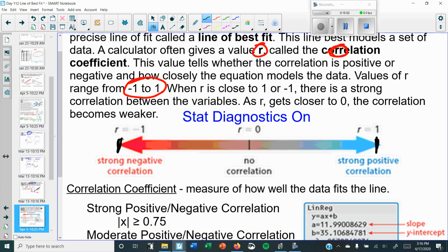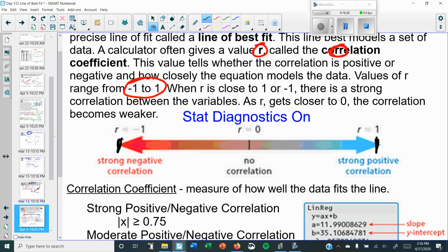Now here's what this means. The calculator will tell you if it's a positive correlation, if it's a negative correlation, or if there's no correlation. Not only that, but it will tell you if it's a strong correlation, a moderate one, or a weak correlation. So the calculator will tell you everything.